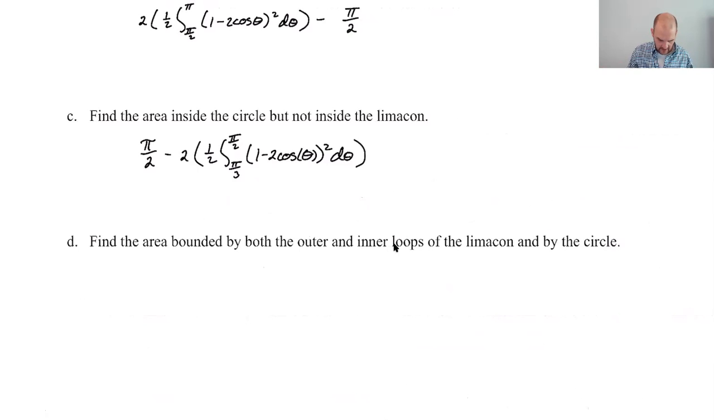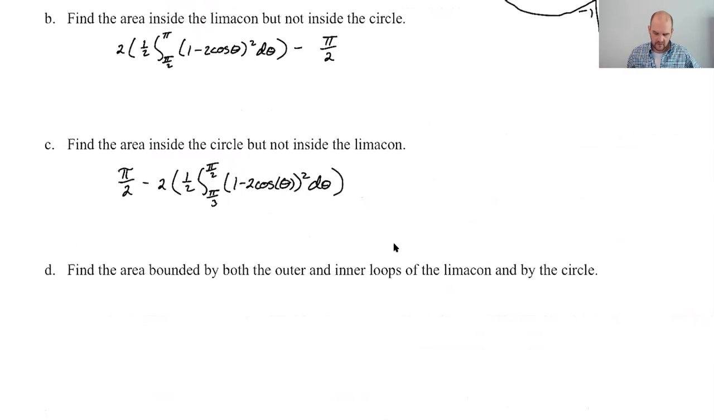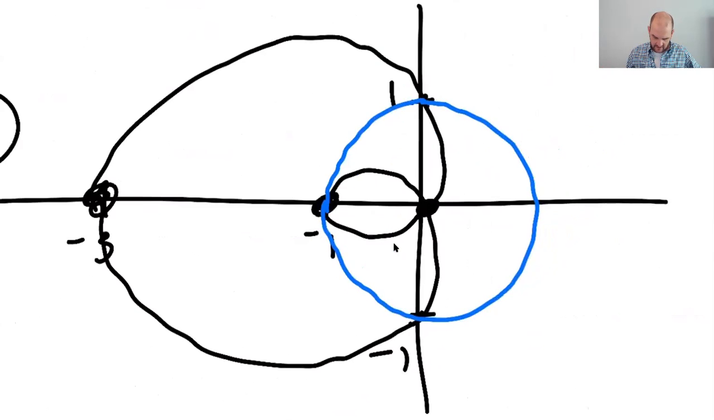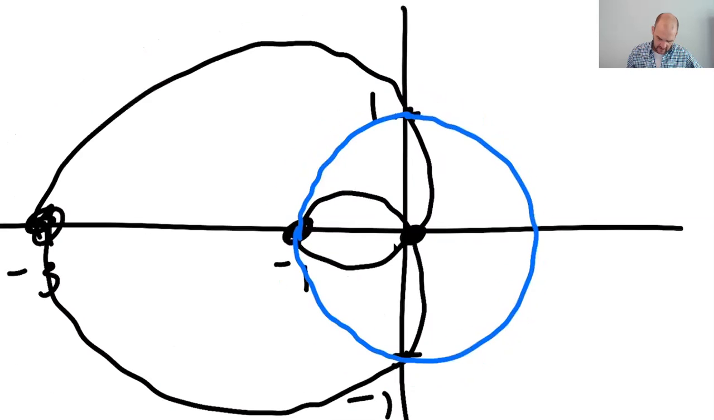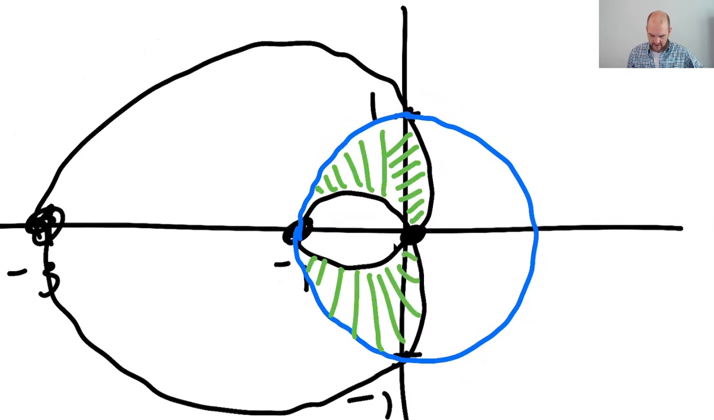Area bounded by both the outer and inner loops of the limacon and by the circle. What? Outer and inner loops of the limacon and the circle. Outer, okay, I'm gonna shade this in because I think I know what it is. I think that it's this. Because any other region is only bounded by 2 of them, like the outer loop and the circle or the inner loop and the circle. I think this is the region that I want.